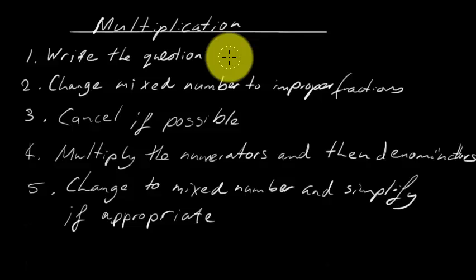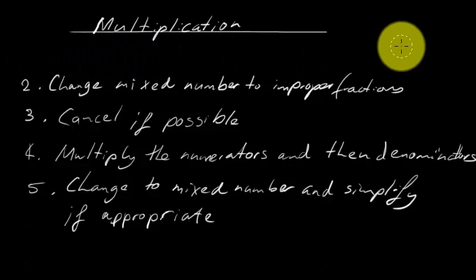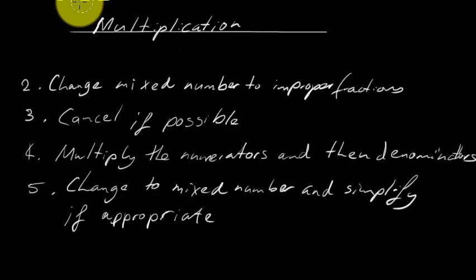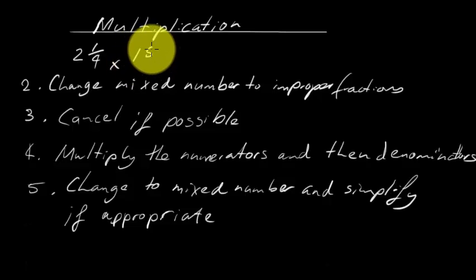So the first step says to write the question. So you just copy the question from your textbook, and I'm copying a question from the textbook right now. This one's from page 77. So our equation is 2 1/4 times 1 5/7. Our second step in the process says to change mixed numbers to improper fractions.